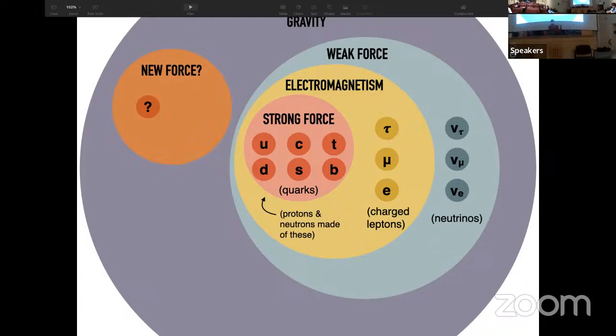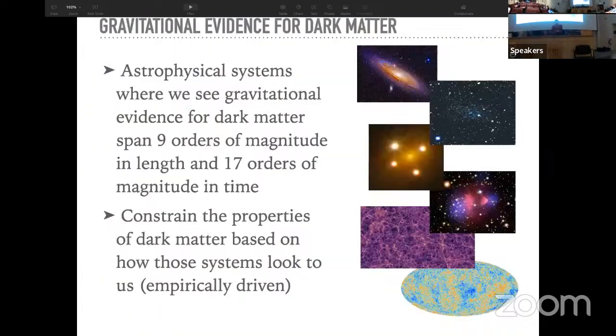So with that as the motivation, I want to now walk you through different pieces of evidence for dark matter gravitationally. Can we actually see dark matter over a wide range of systems? And I'm going to briefly give you a little tour through all of these systems. These systems span about 9 orders of magnitude in length and about 17 orders of magnitude in cosmic time. So from the very, very early baby universe all the way to the present day, we see the fingerprints of dark matter across space and across time.